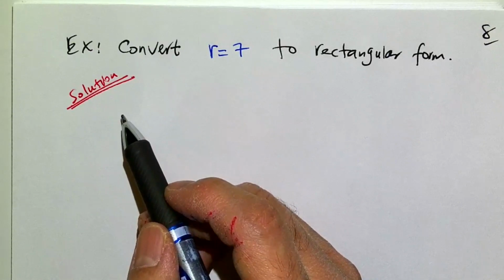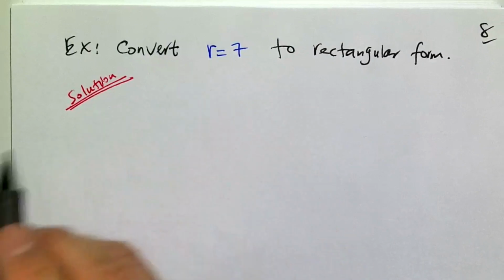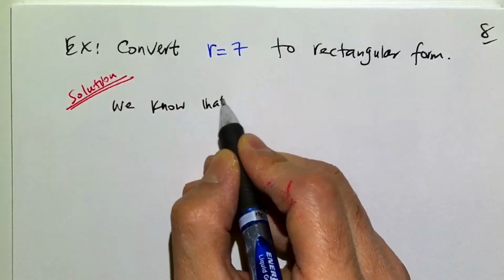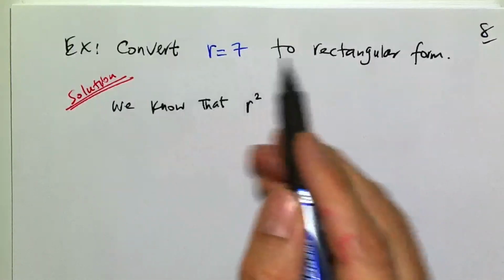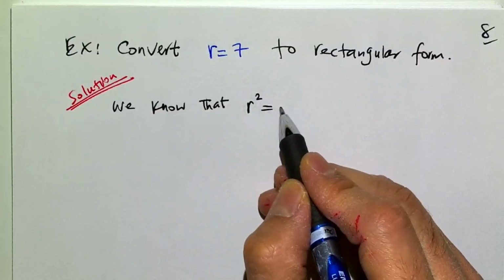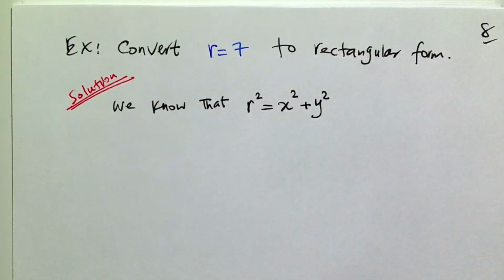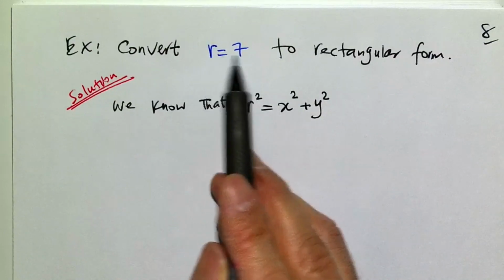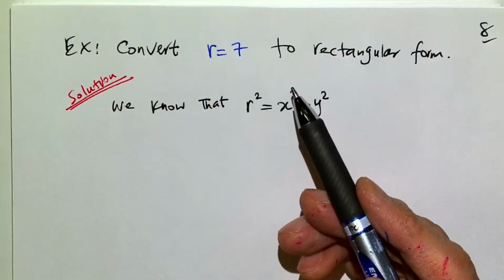Okay, so we already know that, because we're going from this polar form to rectangular form, we need to remember this formula. r squared is equal to x squared plus y squared. Remember that? Now this is r, so that's no problem though. We can square both sides, right? Squaring both sides, we get r squared equals 49.